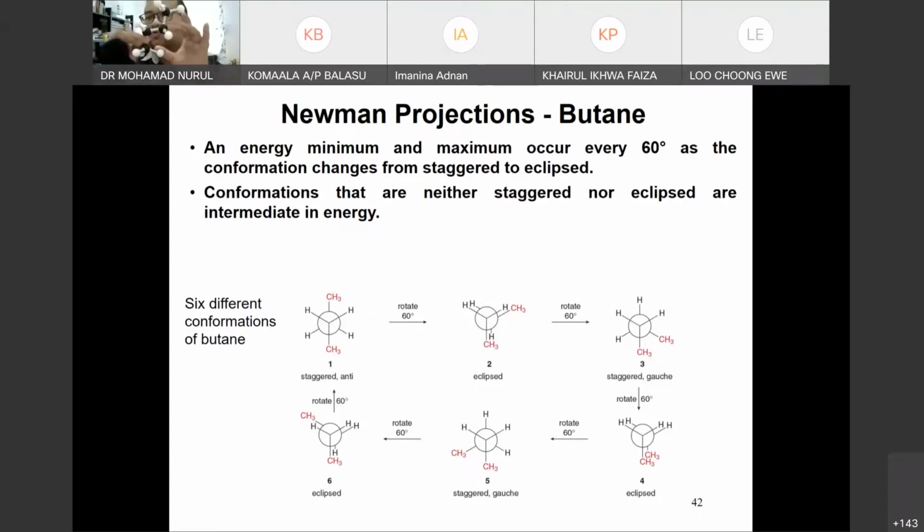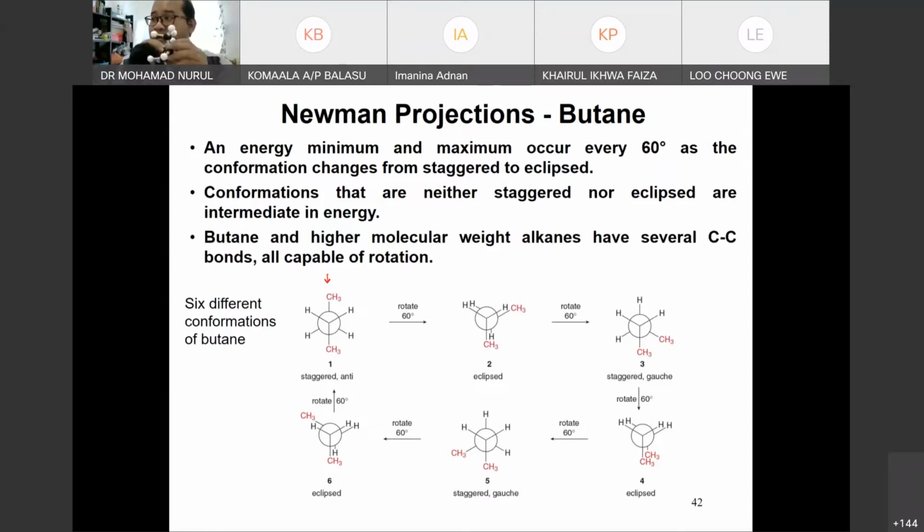We take carbon number 2 and carbon number 3 as a reference, with carbon 2 at the front and carbon 3 at the back. It can be represented by this figure. Butane and higher molecular weight alkanes have several carbon bonds, all capable of rotation, and there are 6 different conformations. It's easy: 360 divided by 60 is 6.